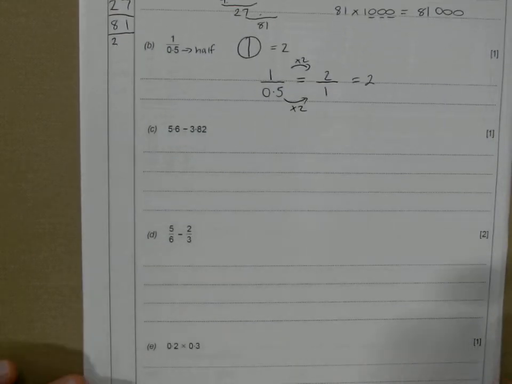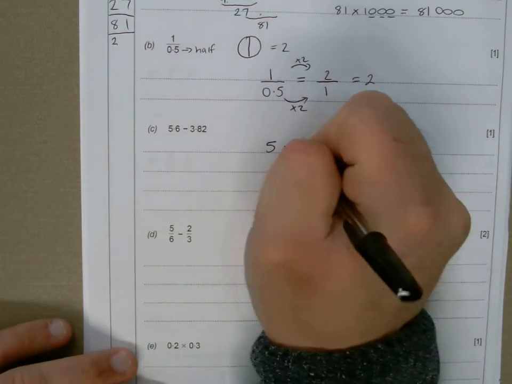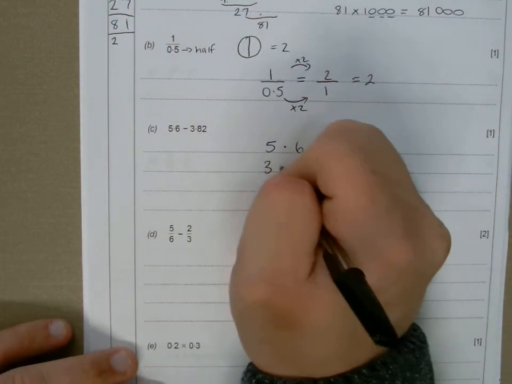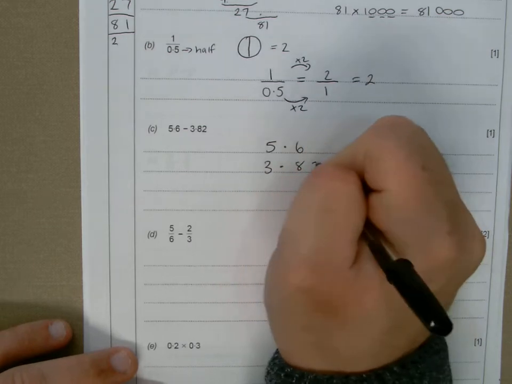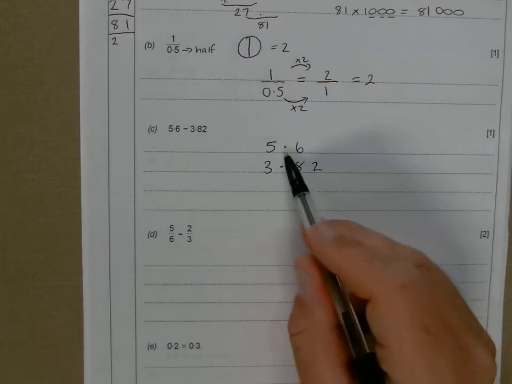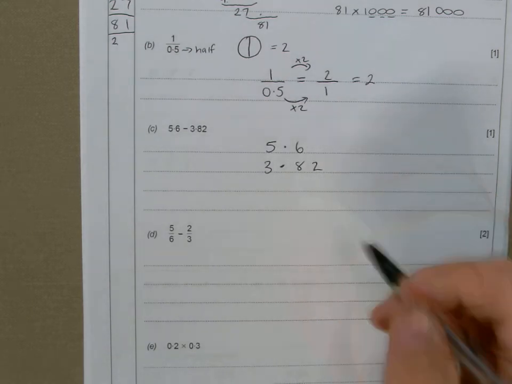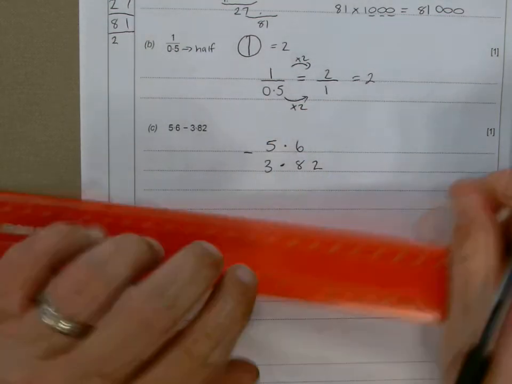Question C, part C, taking away decimals. So the important thing here is, take your time on it, line up the decimal point. Okay, that's key here. If you line up the decimal point, all the other values will go in their correct places. So the decimal points are lined up here, and we've got the 5.6, and it says to take away, doesn't it?